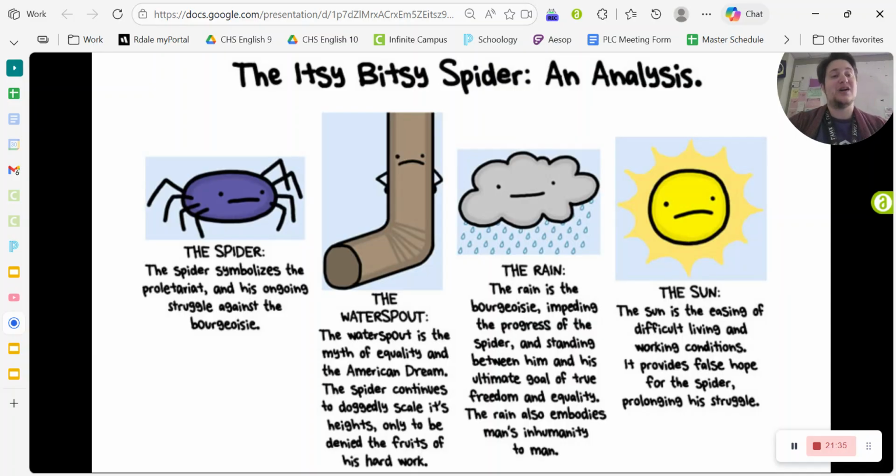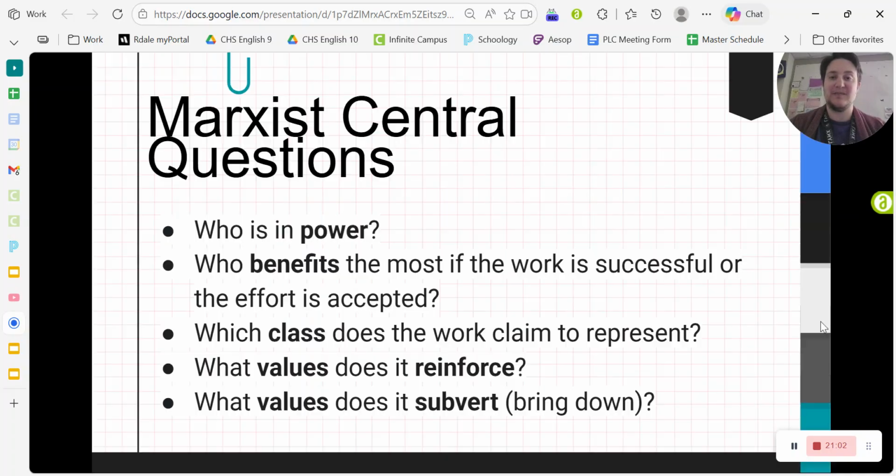And the sun, well, the sun seems like a good friend. It's making things easier for the spider, but ultimately it's just providing false hope, making the spider think it can climb up. But in reality, every time it climbs, it's going to get washed down again. So again, that's kind of over the top, applying Marxist theory to a children's song, but also it's not. It makes sense. This can be applied to understand some ways that our society functions.